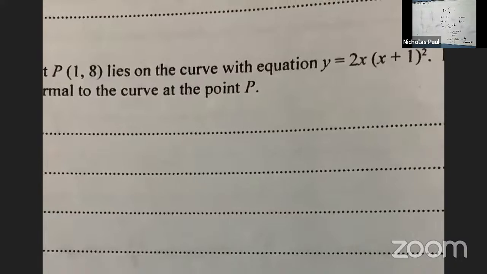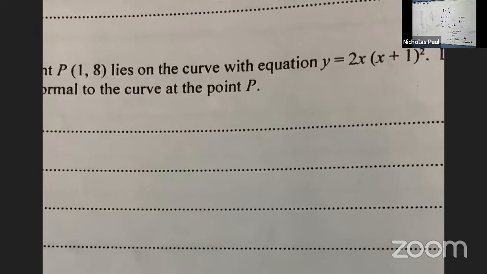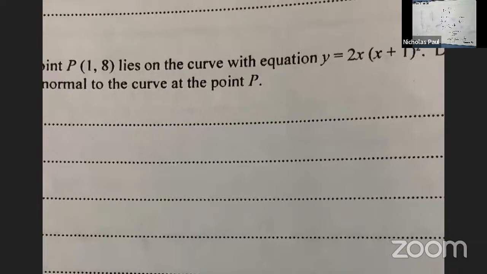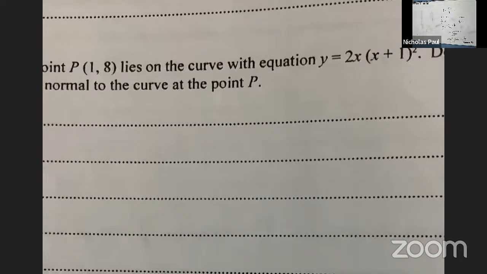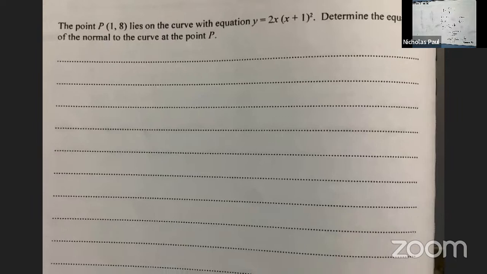2x times (x plus 1) squared. Oh, remember. I'll get you there. Right, go ahead, do this, please. Find the equation of the normal. 5 marks, that's how fast we can do it.